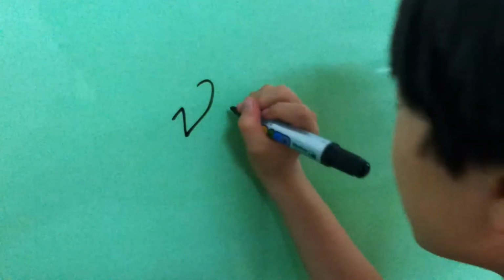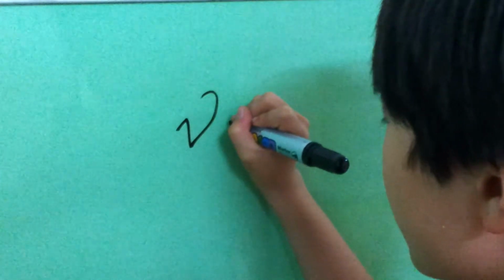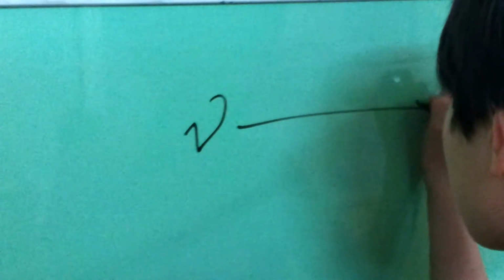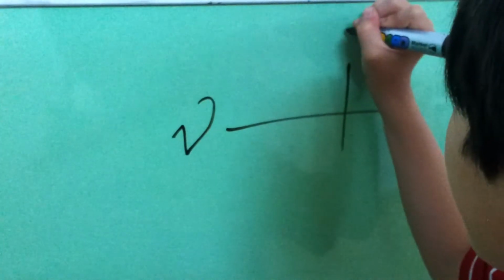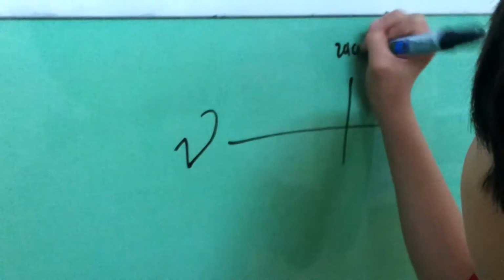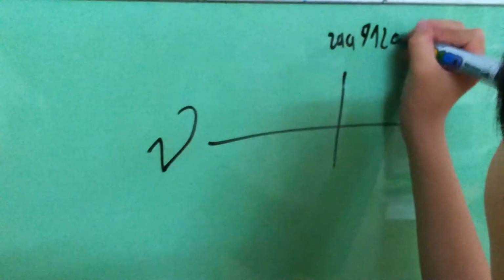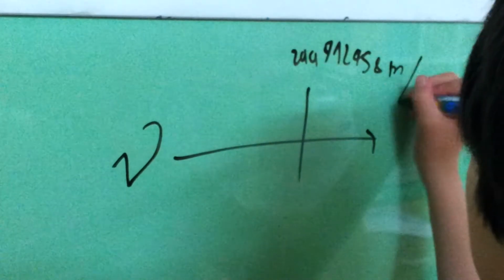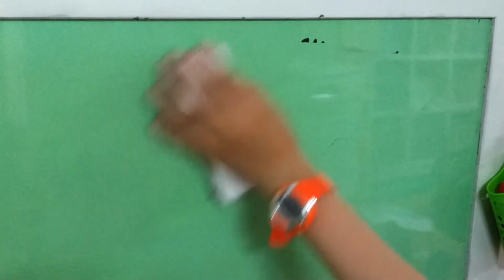Some studies suggest that neutrinos travel faster than the speed of light, which is 299,792,458 meters per second. Okay, so this was today's neutrino.